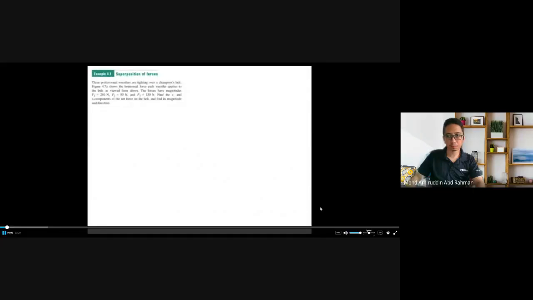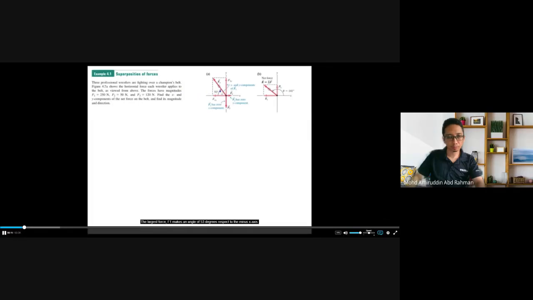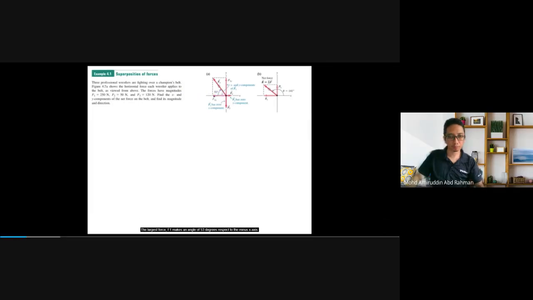Example 4.1: three wrestlers are fighting over a champion's belt. Each wrestler applies a force to the belt as shown in this diagram. The largest force, F1, makes an angle of 53 degrees with respect to the minus x-axis. F2 is along the positive x-axis, and F3 is along the minus y-axis. The three forces are given in polar notation, with their magnitudes and directions. What we'd like to do is put these forces in component notation, then add them together to get the resultant force as shown on the right.